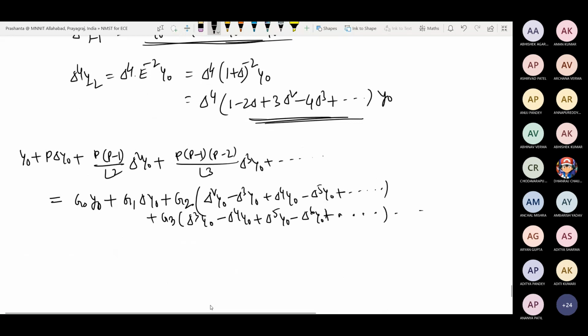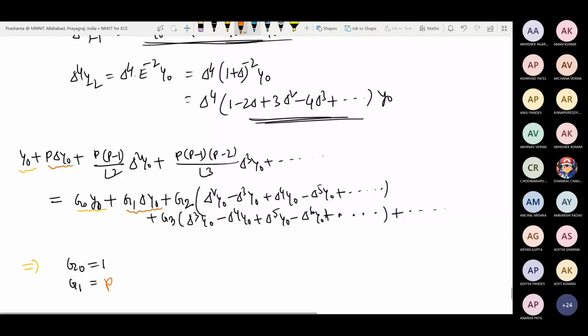So now you compare the coefficients of like order forward differences. Tell me what is g0. For g0 what will you compare? The coefficients of y naught, is it not? That will give you g0 equals 1. What is g1? For g1 you will compare the coefficient of delta y naught. What is the coefficient here, g1, and on the left hand side it is p. So g1 equals p.